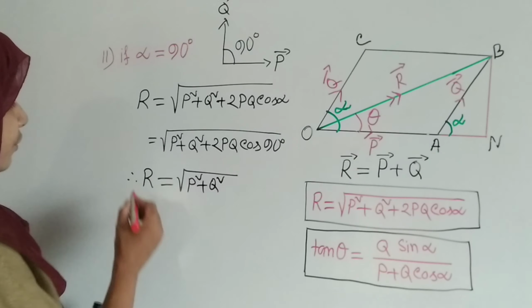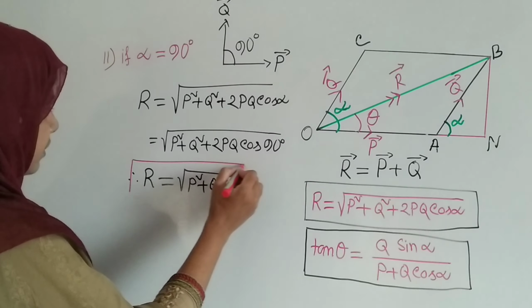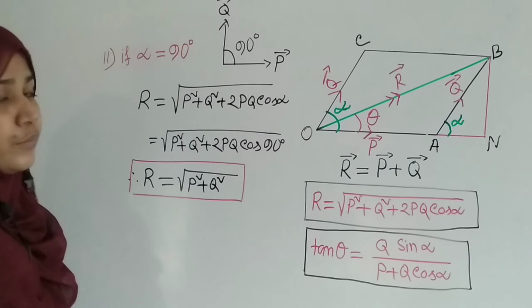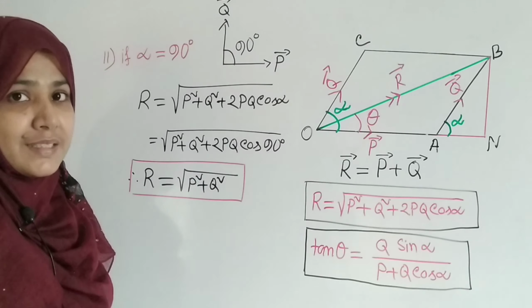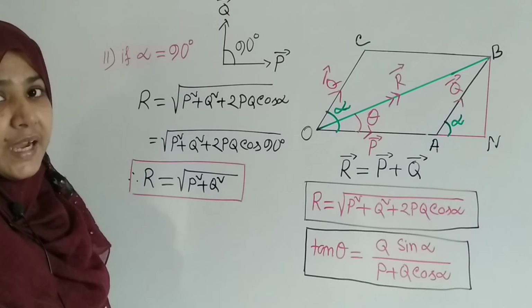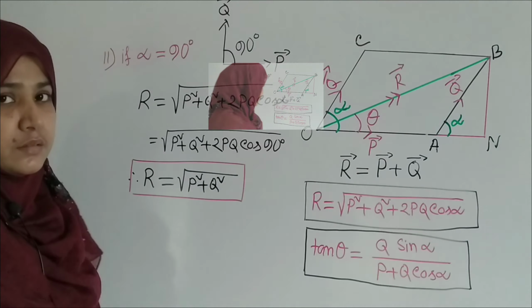That means when two vectors act perpendicular to each other, the magnitude of the resultant vector will be defined with this equation.